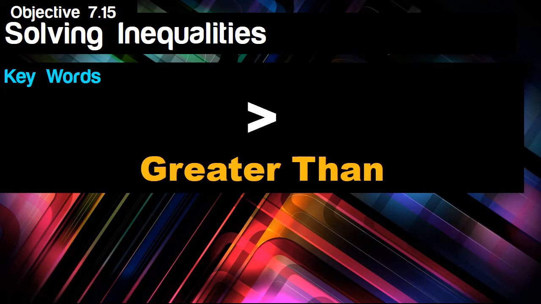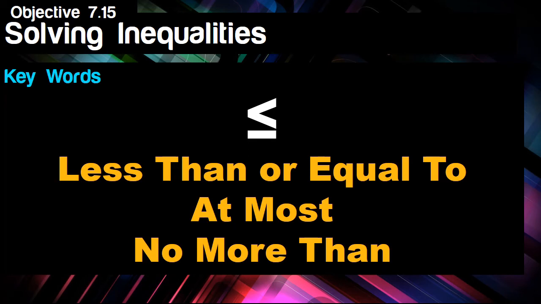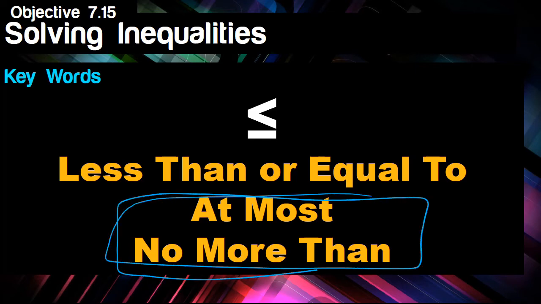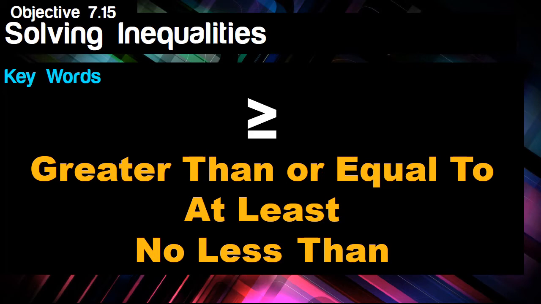Our next sign is called our greater than sign. And then we have the less than or equal to sign. But in some word problems that we'll deal with in future videos, you'll see these couple keywords here that you can just add into your notes. When you see at most or no more than, you'll know that this is also the less than or equal to sign. And then we have the greater than or equal to sign.